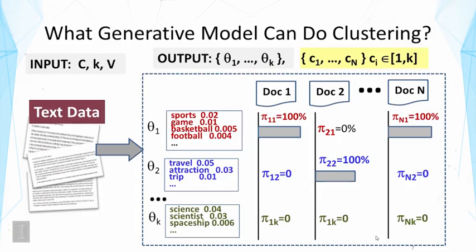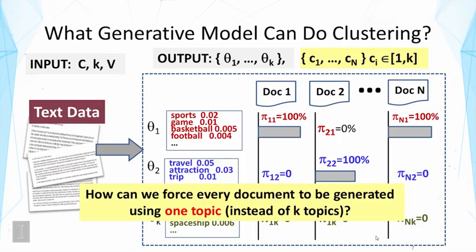So the question now is, what generative model can be used to do clustering? As in all cases of designing a generative model, we hope the generative model would adopt the output that we hope to generate, or the structure that we hope to model. So in this case, it's the clustering structure, the topics and each document that covers one topic. And we hope to embed such preferences in a generative model. But if you think about the main difference between this problem and the topic model that we talked about earlier, then you will see a main requirement is how can we force every document to be generated from precisely one topic instead of k topics, as in the topic model.